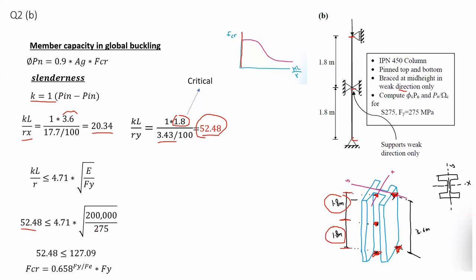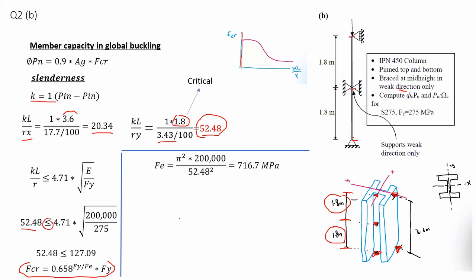Now, if we continue, because the value of KL over R is less than that limit, I'm going to use FCR equal to 0.658 raised to a power, and before that I have to find FE. What's FE? We substitute the values where KL over R is equal to 52 squared, and FE would be equal to 716.7 megapascal. Then from this equation, you would get FCR equal to 234 megapascal.